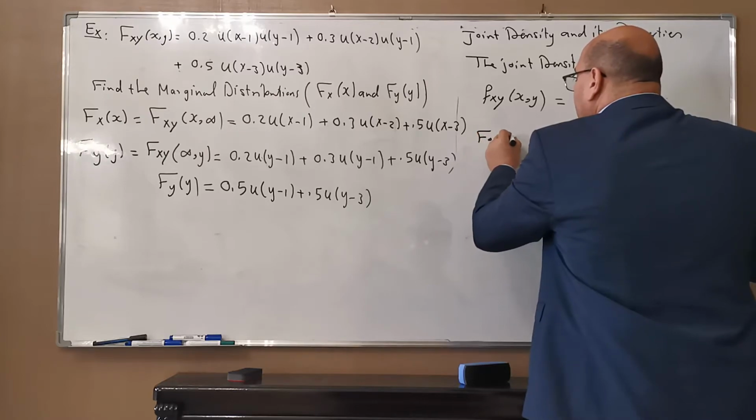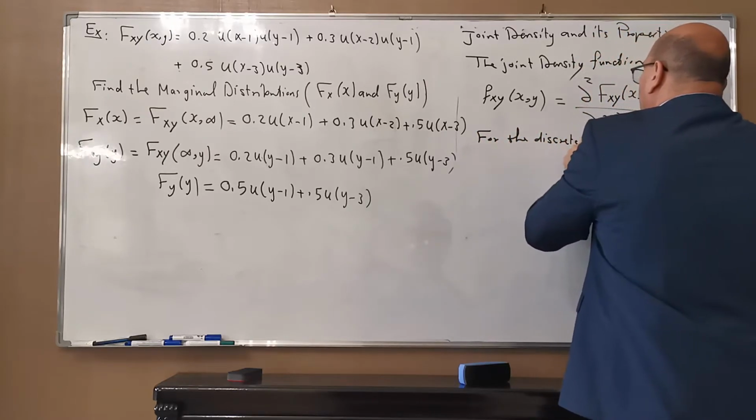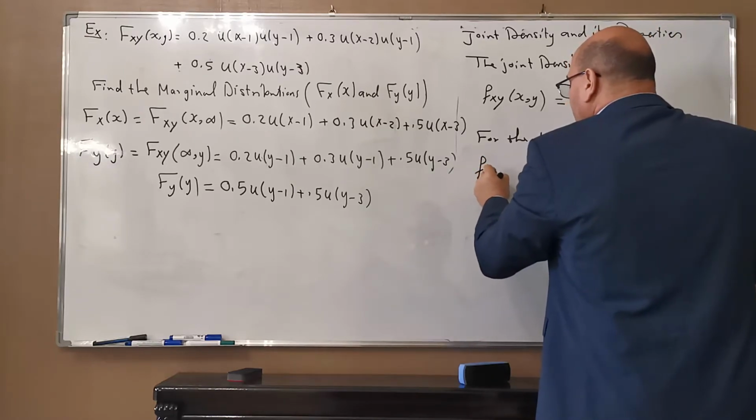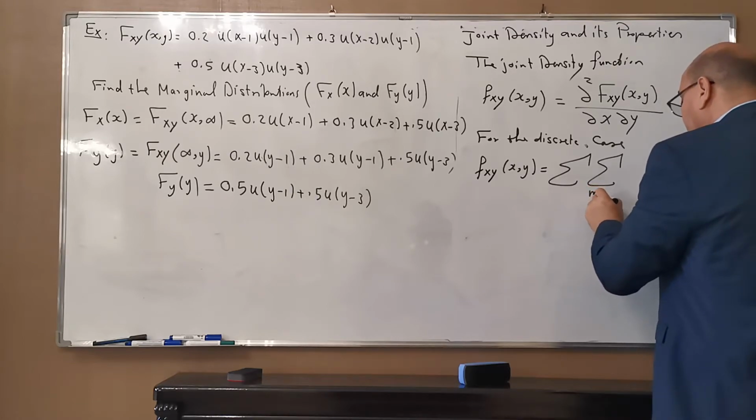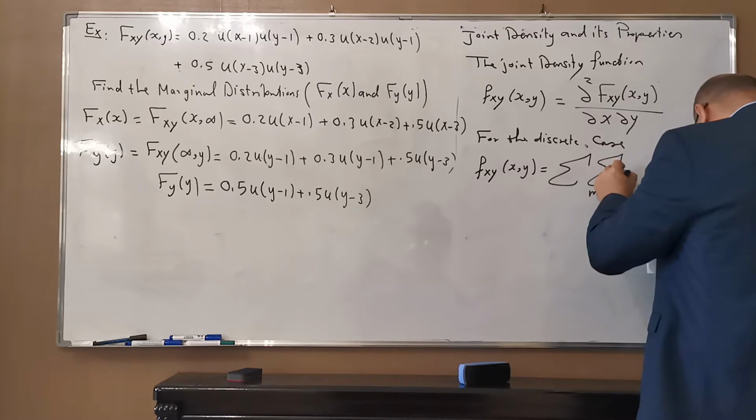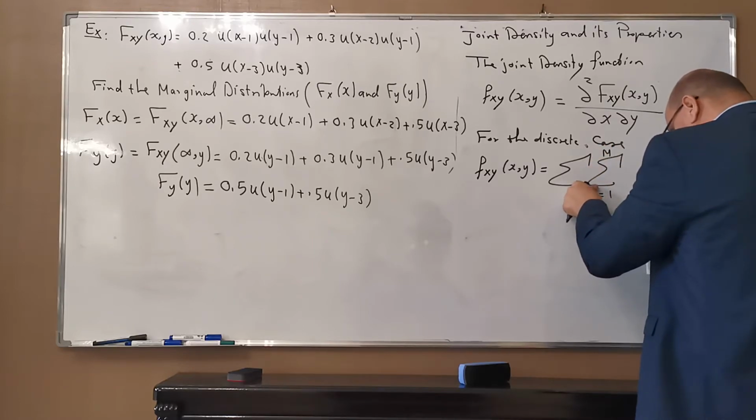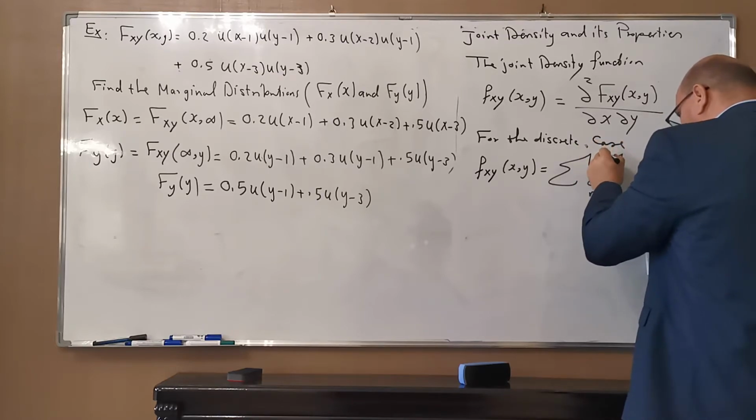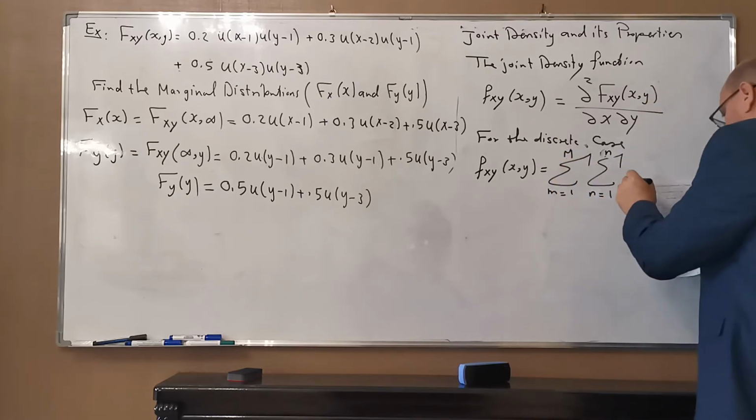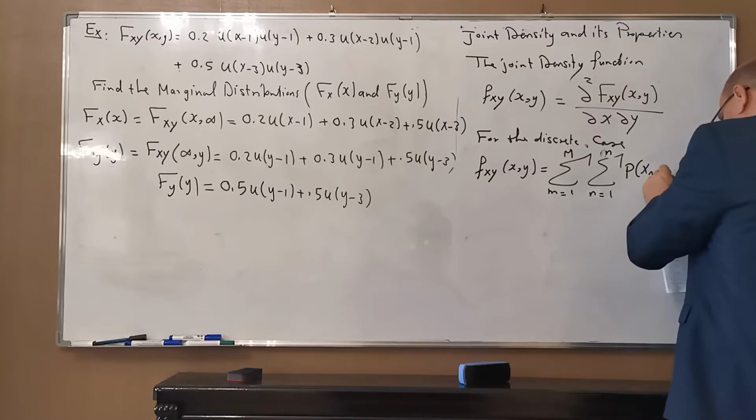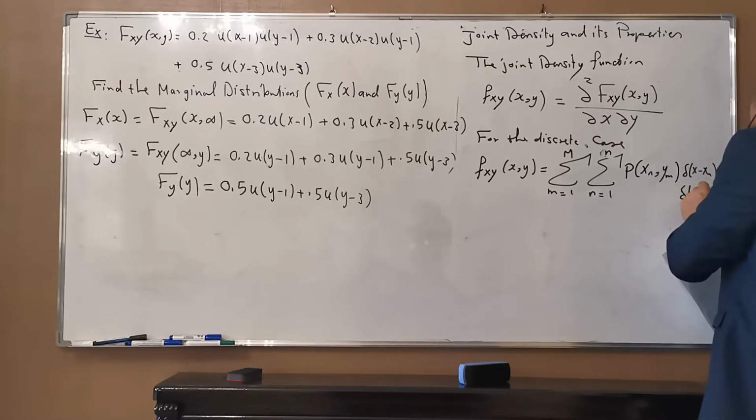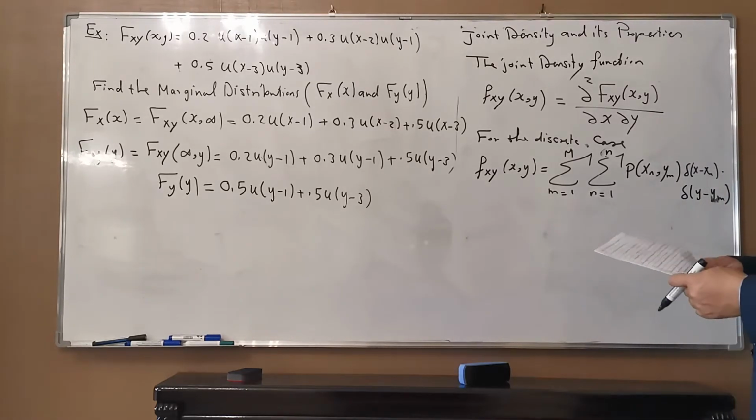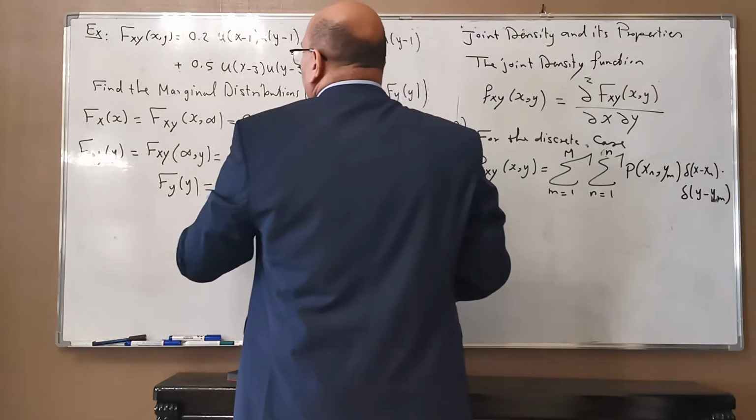And for the discrete case, we know that f_XY(x,y) equals the double summation, from n equals 1 to N and m equals 1 to M, of the probability of x_n, y_m times delta of x minus x_n times delta of y minus y_m. Okay? So this is the density.